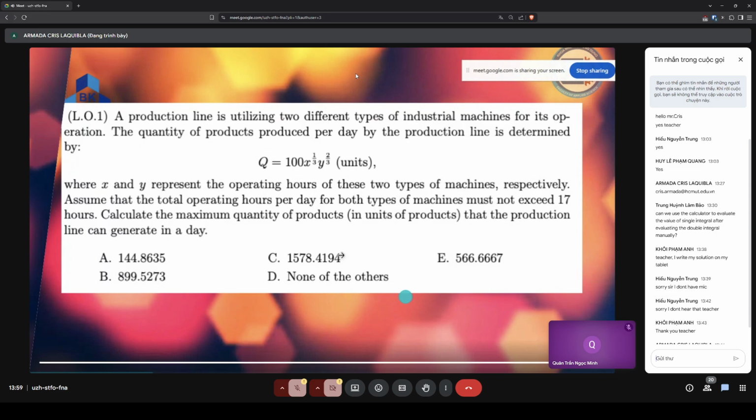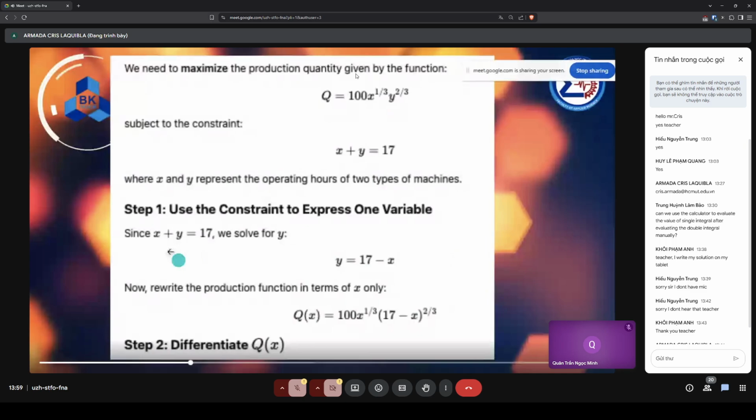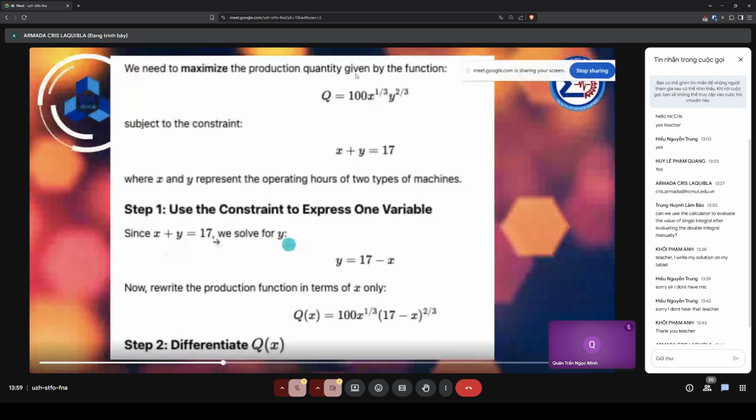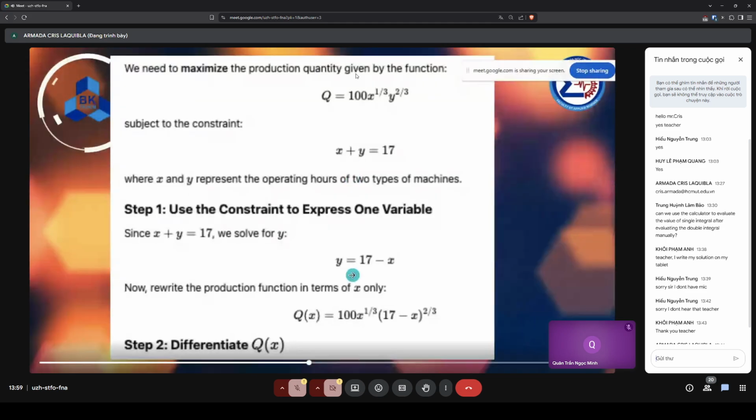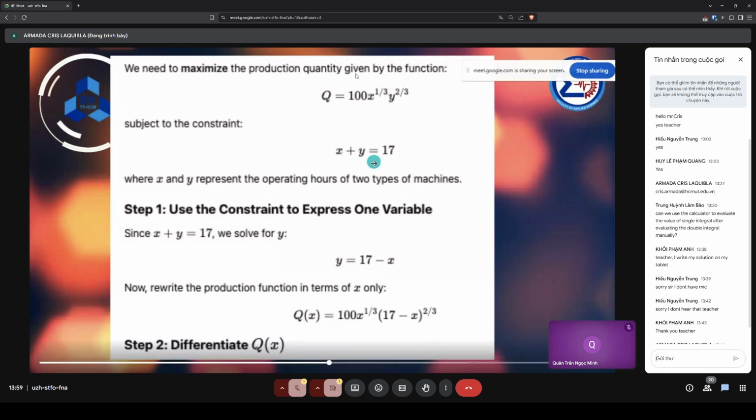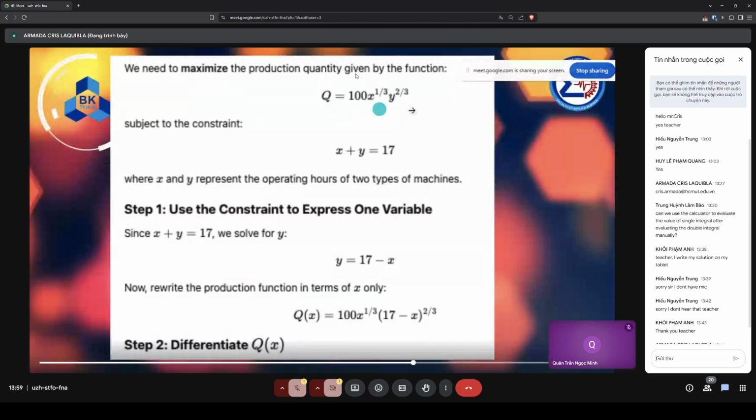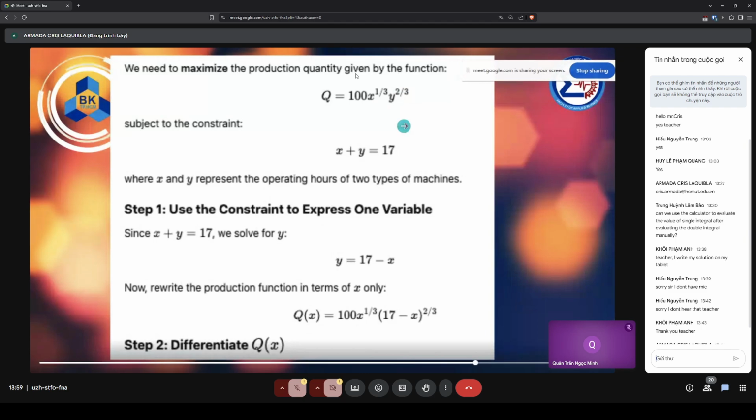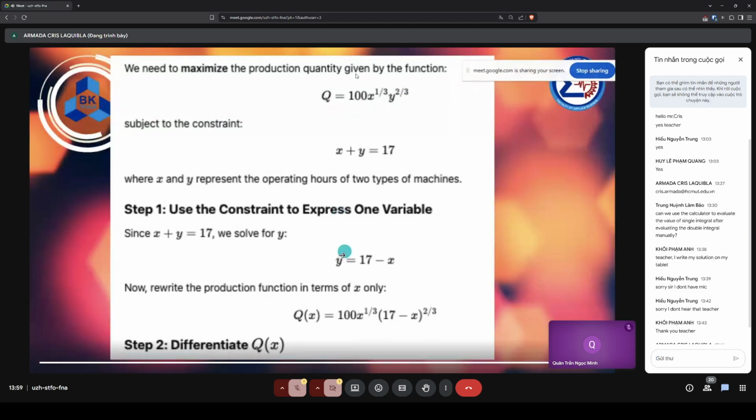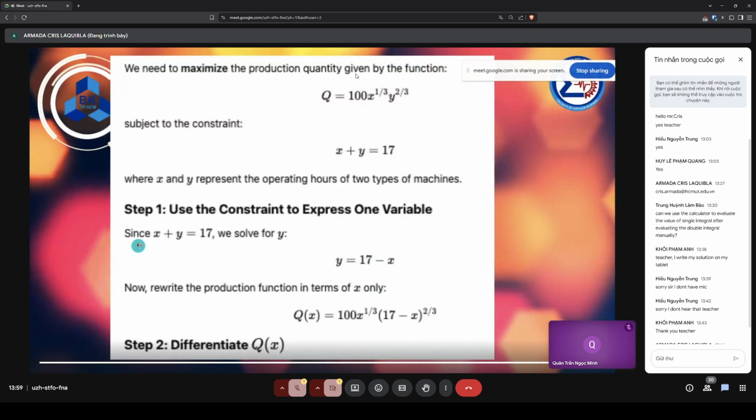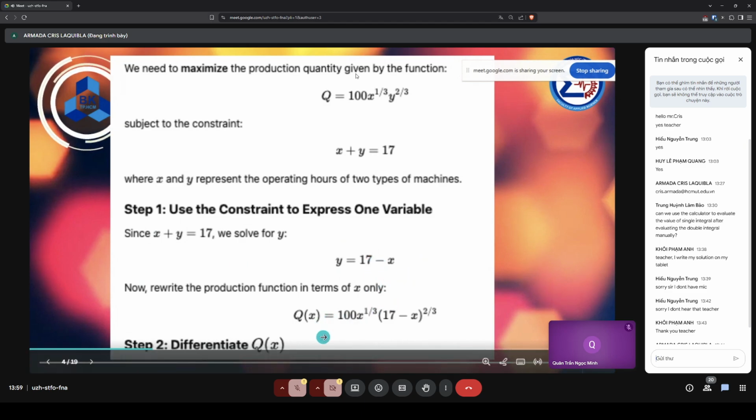Now step 2, you solve for y in this one so that we substitute it in our Q. So our Q now has only one variable, x. We have y is equal to 17 minus x, correct? When you transfer the x to the other side, it is now 17 minus x. So your new Q(x) is 100 x to the 1/3, and then your y replaced with (17 minus x) to the power of 2 over 3.